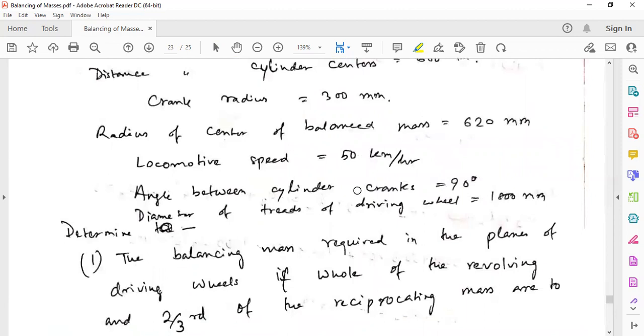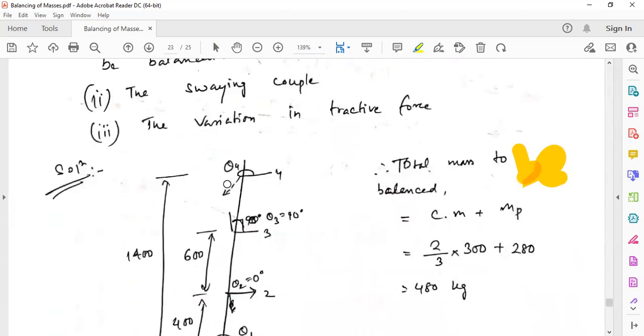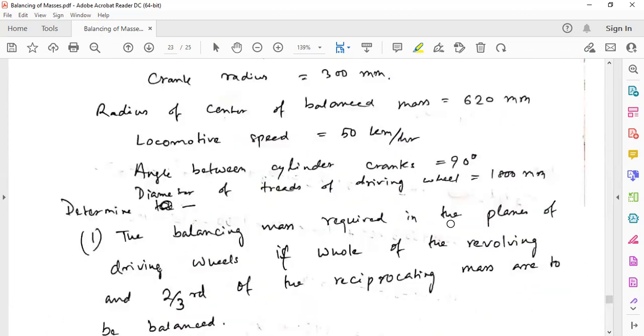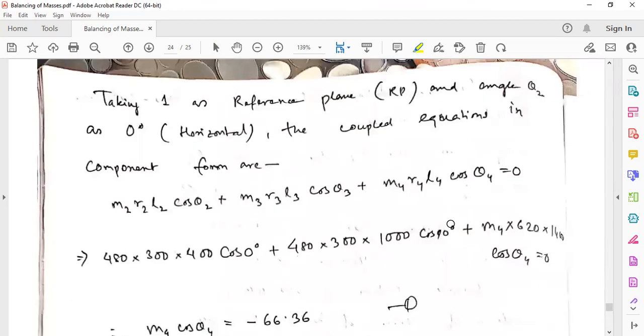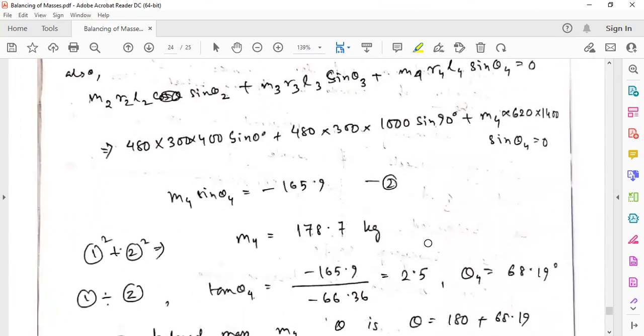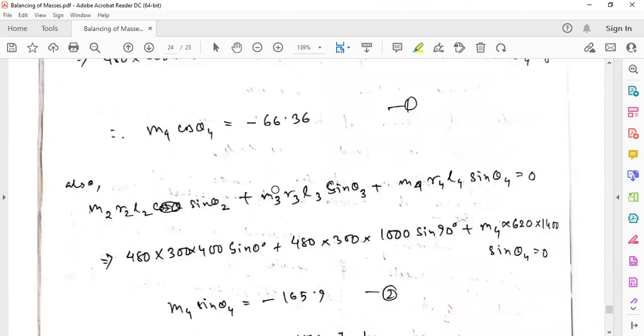You see this one, radius of center of balanced mass. So here this is the balanced mass, right? So this radius is given. Okay, this is 620, given in the question. So that's why this is 620. Okay, so here we have written this l4 r4 as 620. Okay, clear? So by putting all the values, we have got two equations: M4 cos theta 4, M4 sin theta 4.